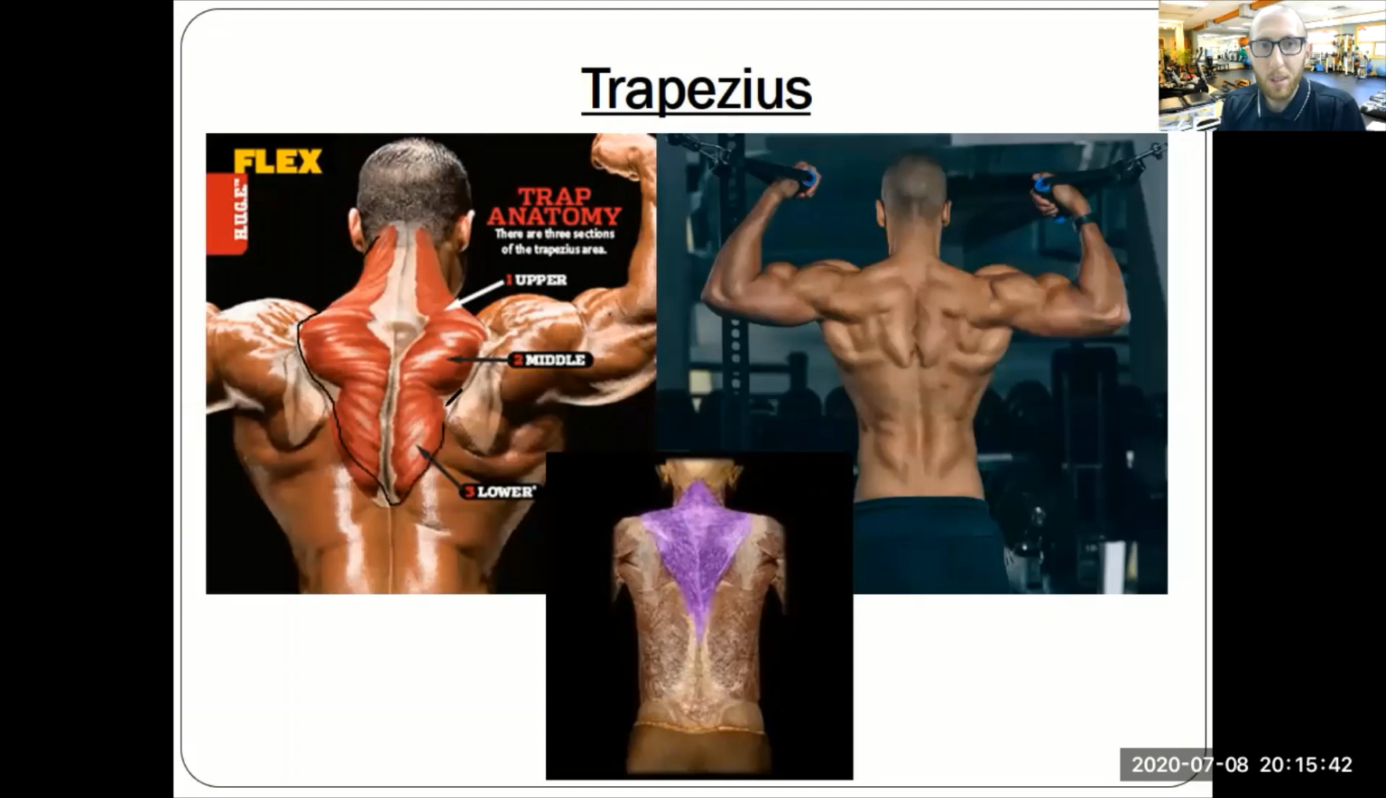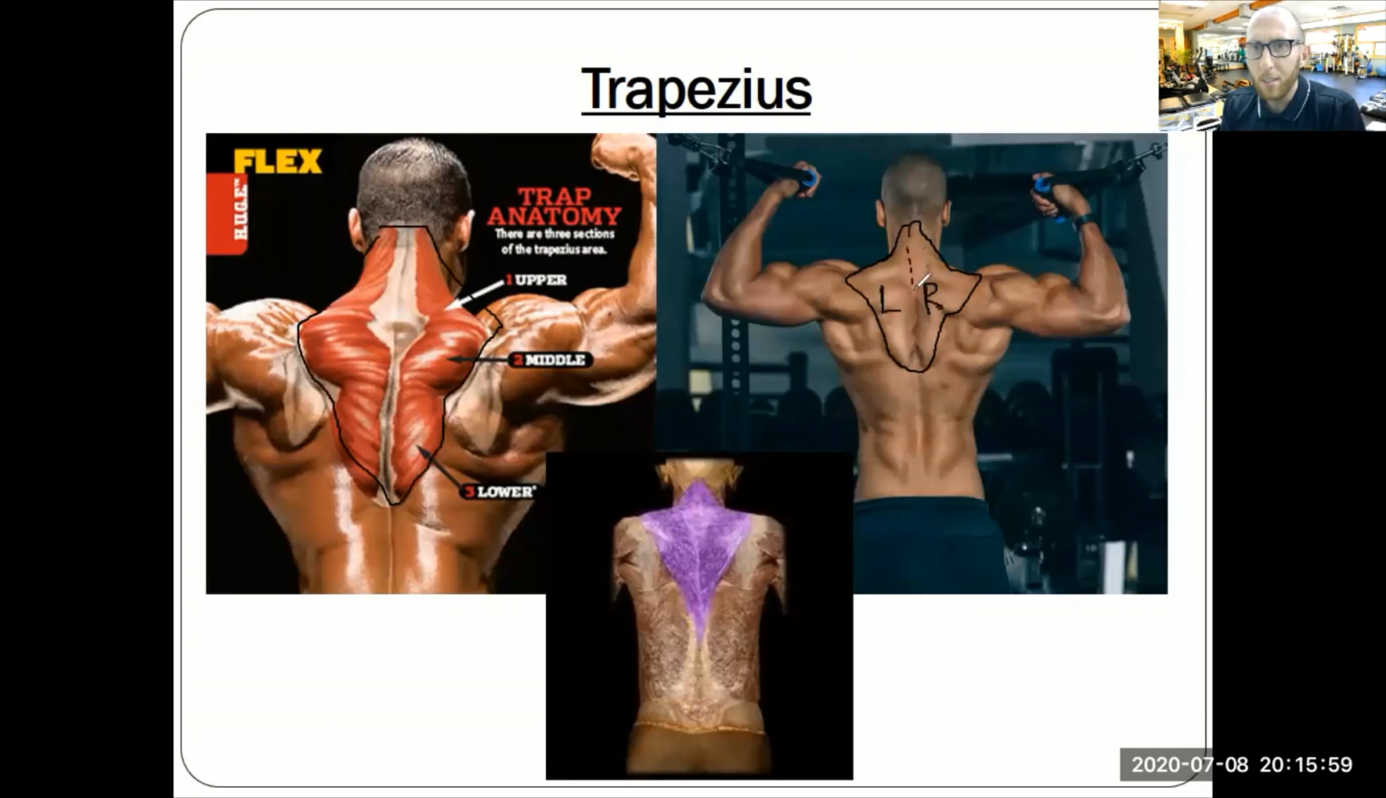Oftentimes in these pictures, you'll lose it because there are other muscles that kind of come over top, such as the deltoid. But here we can see the trapezius, these muscles in here. This would be the left side. This would be the right side.